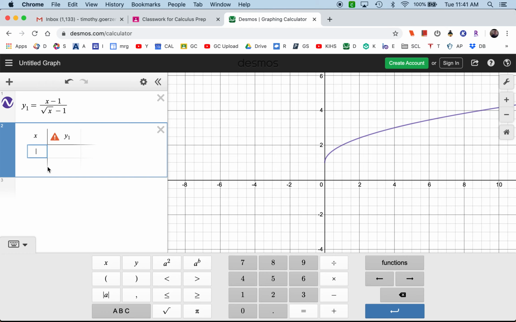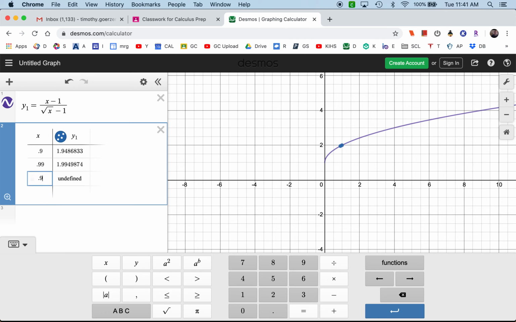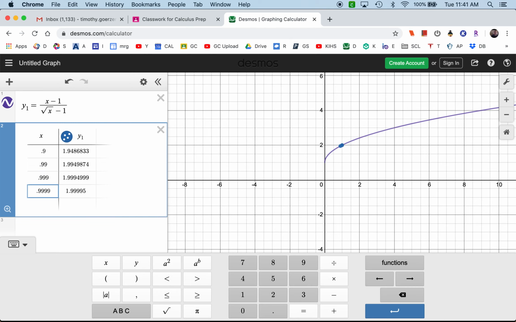Now, I want values that are close to 1. So on one side, if I'm going from the left, I could put in 0.9. That's close to 1. Even closer to 1 would be 0.99. Or how about 0.999? Or 0.9999, right? Closer and closer. But if I get to 1, I don't have an answer. But what does it look like it's getting closer to? What's the y value getting closer and closer to? Well, it looks like it's 2.